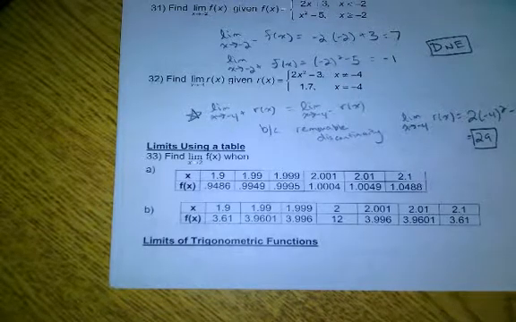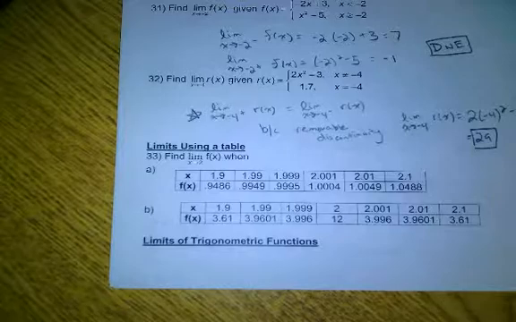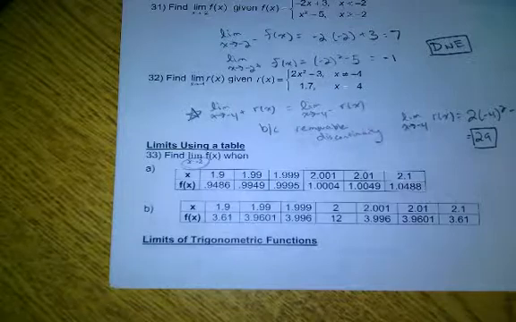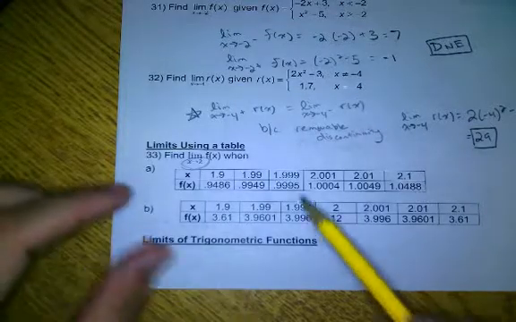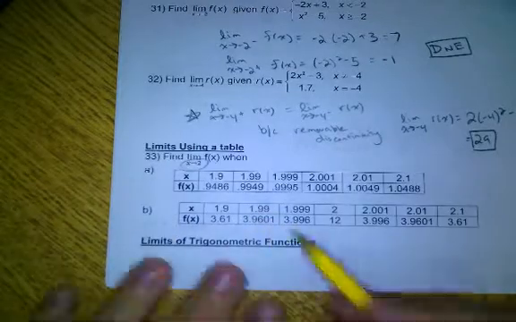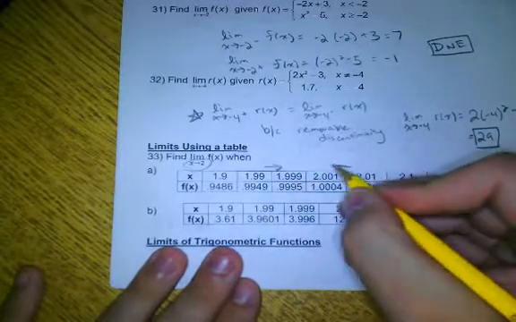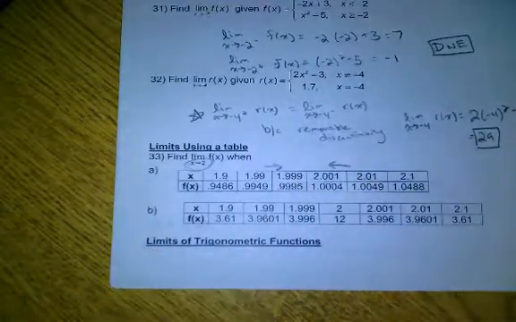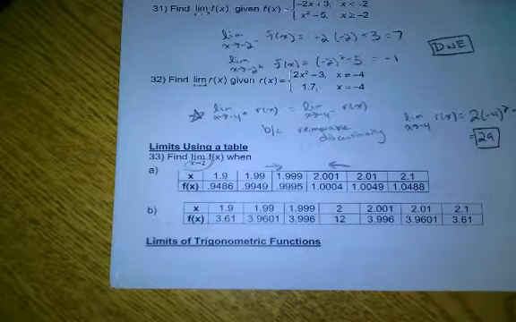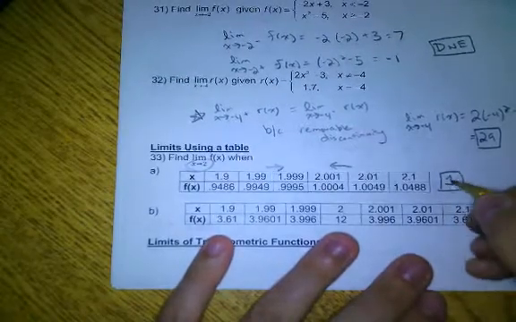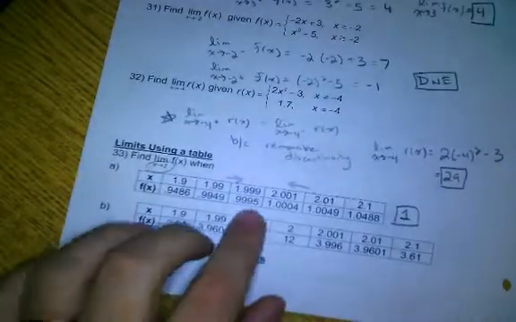Okay, tables. It's a real quick conversation about tables. When we do tables, all we do is we look for numbers that are approaching 2 from left and from right, see if they match up, and we get our limit. On letter A, you see how these values are getting closer and closer to 2? This is from the left, and this one is the right-hand side. So what values do you think that's going to be? Equals 1, right? See how they're both approaching a 1? I'm just trying to help you read the table. That's it.